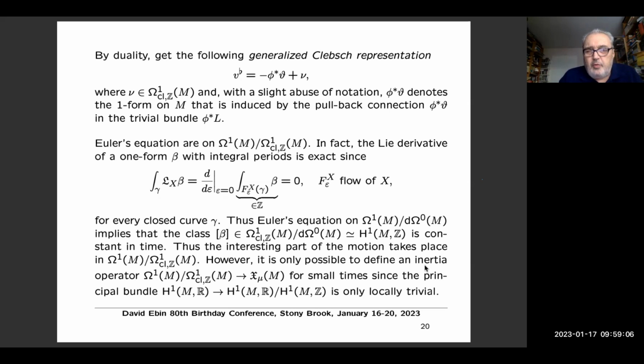However, it's only to define an inertia operator for small time. So you don't get away with the usual inertia operator because this bundle, the de Rham cohomology over integer cohomology, is only locally trivial. It's not globally trivial.